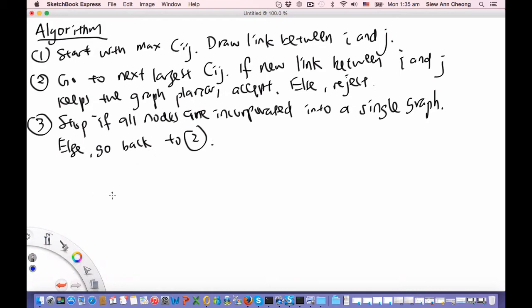It's also important to realize that the MST is a subgraph of the PMFG, because certainly the tree condition is planar. All the links that you accept for the MST will not make the graph non-planar, so therefore they are also accepted into the PMFG, which is why the MST is a subgraph of the PMFG. Now let's do an example.